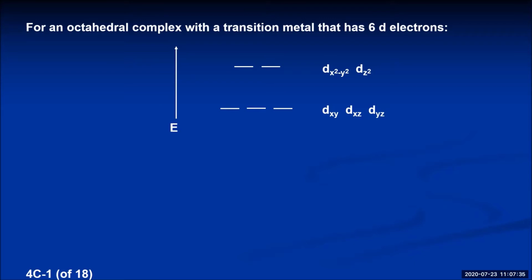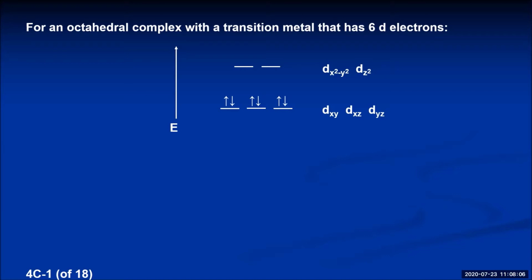So with 6 d electrons in a diagram like this, in an octahedral complex, where the energy between the 2 sets of d orbitals is really large, the first 3 electrons will go into the bottom 3 orbitals, and then the final 3 electrons will also go in the bottom 3 orbitals, like this. Now, there is some repulsion occurring between electron pairs, but that's minimal compared to having to put an electron up into either the dx squared minus y squared or dz squared, where it would be much more unstable.